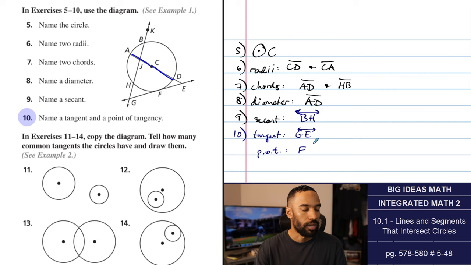Hey, is F a point of tangency? F is a point of tangency. It's the one point that the line touches the circle. That's number 10.